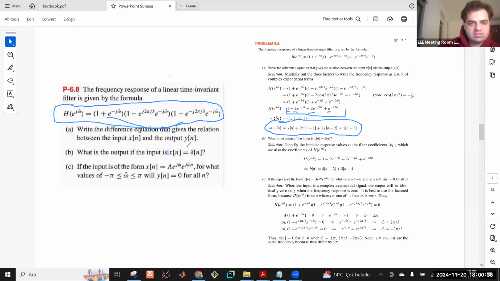If the input is delta n, we simply replace this xn term with delta n, and we get this impulse response.